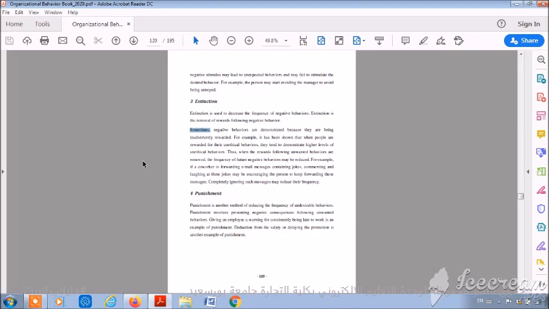For example, if a coworker is forwarding email messages containing jokes, commenting and laughing at these jokes may be encouraging the person to keep forwarding these messages in the future. But completely ignoring such messages may reduce their frequency in the future. If an employee forwards messages containing jokes to colleagues and distracts them, completely ignoring this will motivate the person to stop. This is extinction, which is stopping the rewarding of bad behavior.